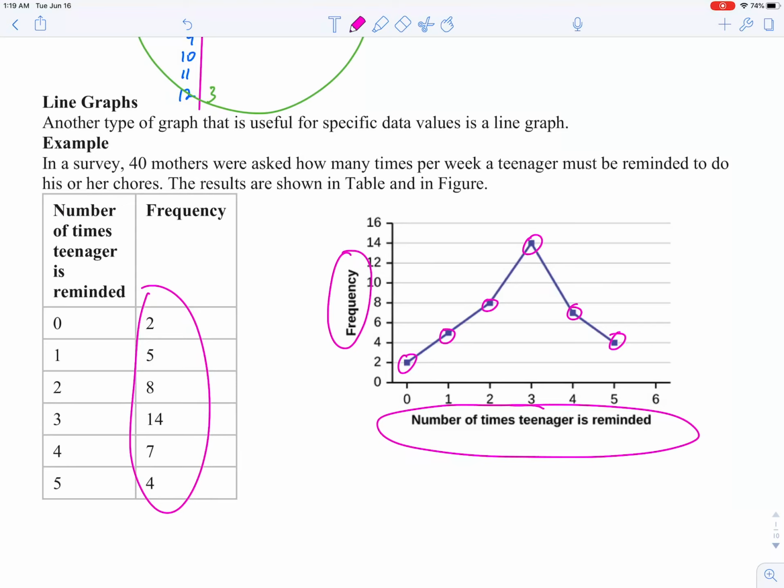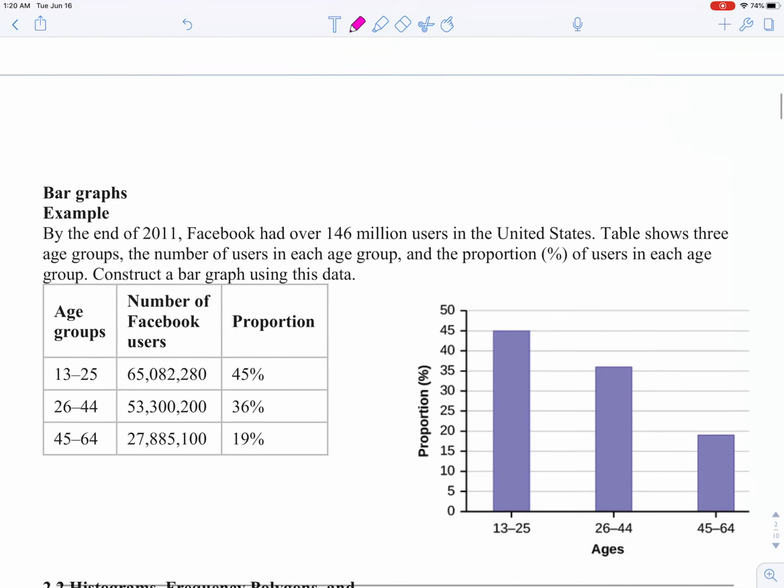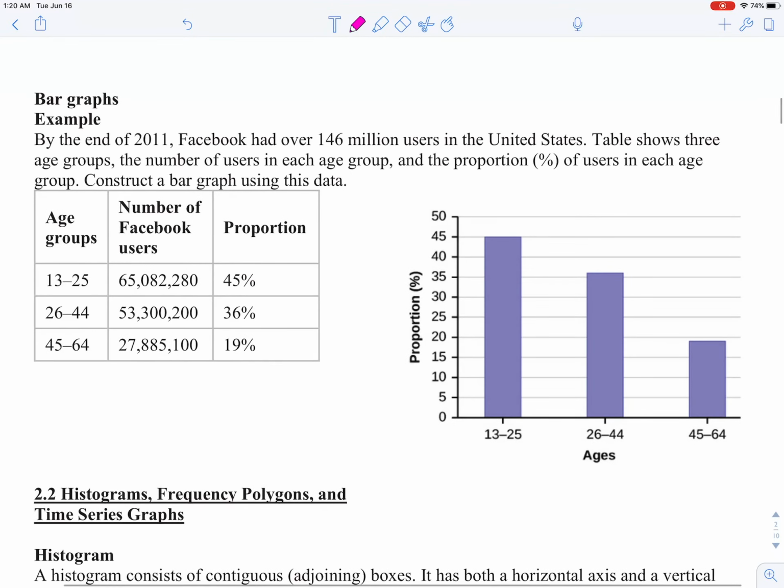Remember, you're trying to get your data set across to someone who doesn't know what this data is all about. We're trying to share this data with them. All right, so there we go with a line graph. Bar graphs, not very shocking, but bar graphs use bars. Pretty easy. So here's an example of a bar graph.